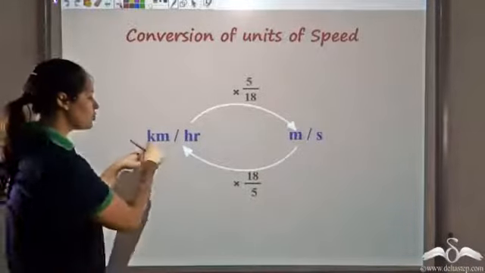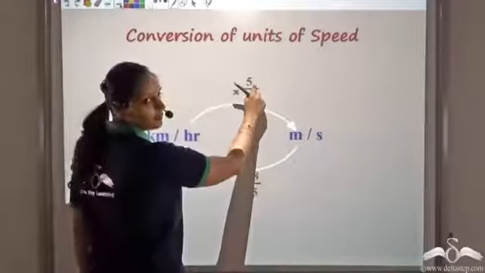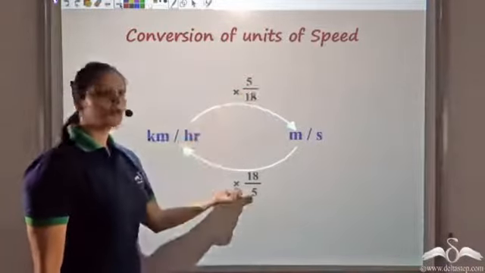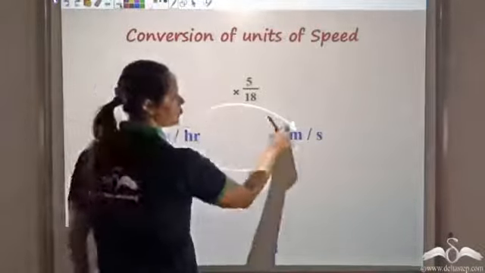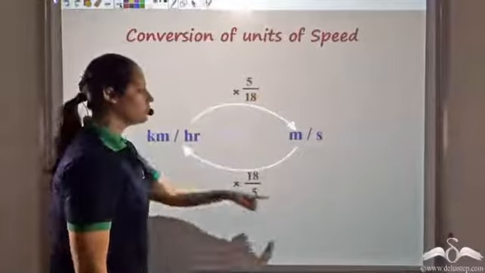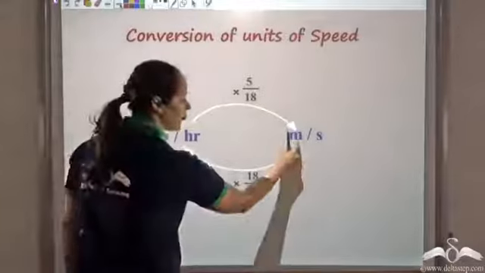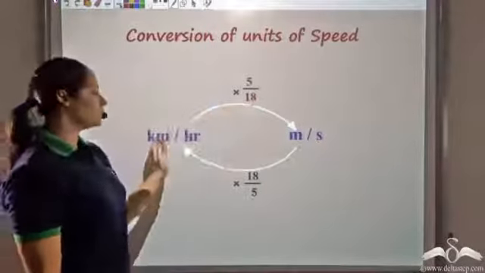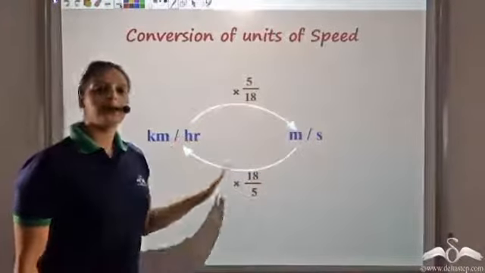Now remember, when you're going from kilometers to meters, you're going to a smaller unit. So remember that the smaller number comes on the top. That is a trick to remember when to multiply by 5 by 18 and when to multiply by 18 by 5. When you're moving to meters per second, you're moving to a smaller unit, so you multiply by the smaller number in the numerator. When we're moving from meters per second to kilometers per hour, we're moving to a larger unit, so we multiply by a larger number in the numerator, which is 18. So remember 5 and 18. From kilometers per hour to meters per second, multiply by 5 by 18. For coming back, multiply by 18 by 5.